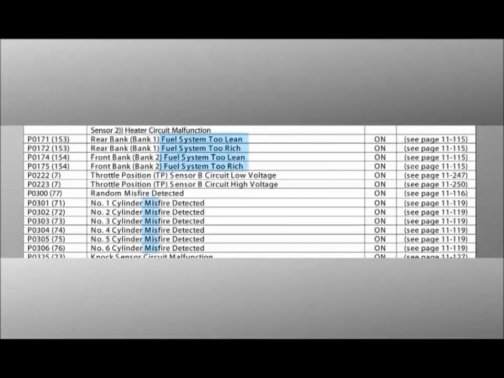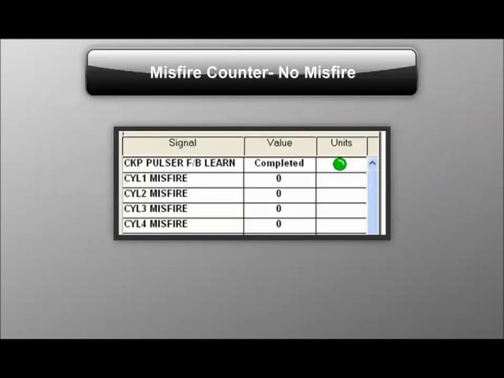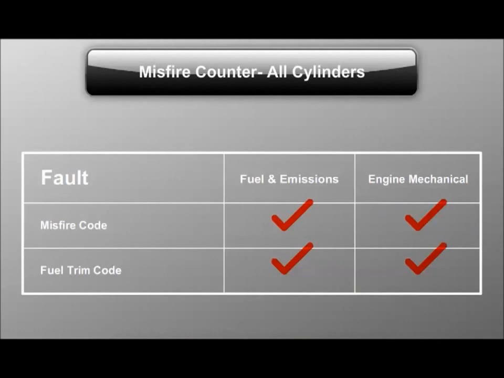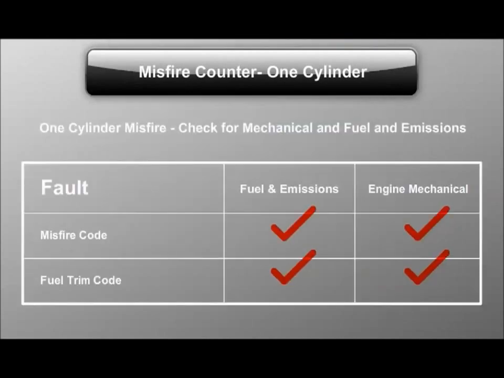Misfire and fuel trim codes require more troubleshooting. Both codes may relate to a fuel control problem or an internal engine fault. For misfire DTCs, check the scan tool misfire counter to see if the problem applies to all cylinders evenly. If all cylinders have high misfire counts, it is unlikely that an engine fault set the DTC. If the misfire counts point to a specific cylinder, include mechanical problems on your list of possible problems.